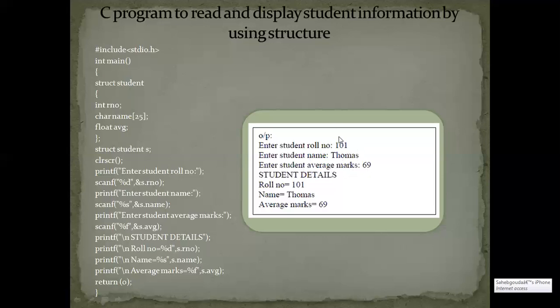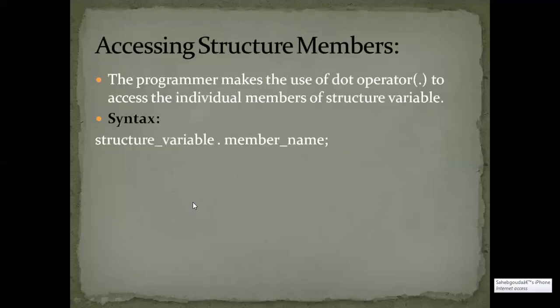These are the values which I'm going to read from the keyboard, that the user is going to enter, and finally I'm going to display the student details: roll number, name and average marks. Roll number is 101 that I have entered, name is Thomas and average marks is 69. Are you getting it? So this particular program is used to read and display the student information by using the structure.